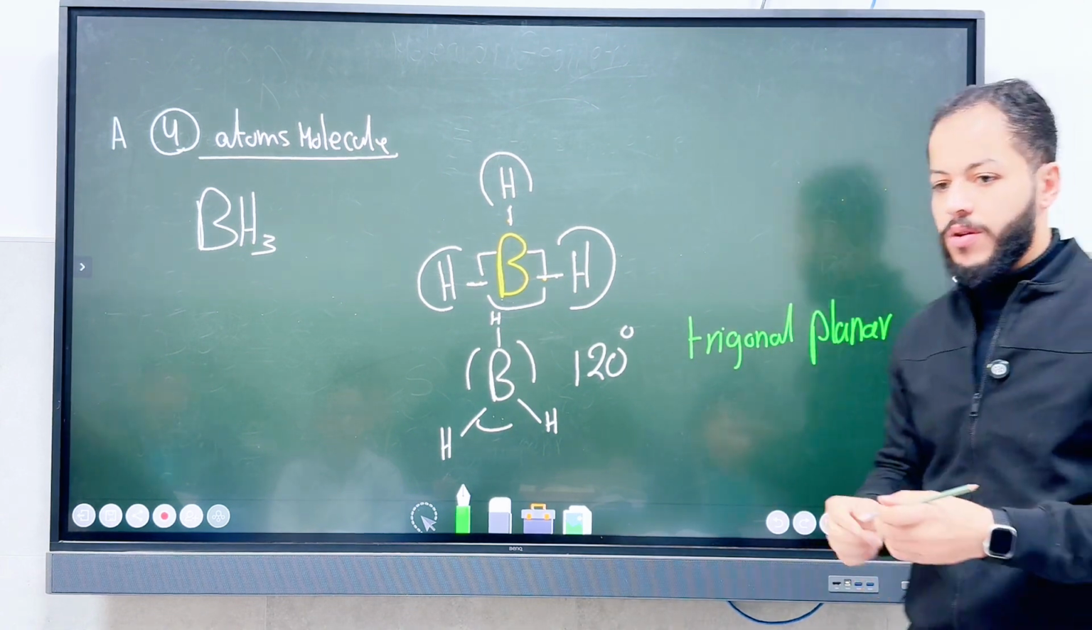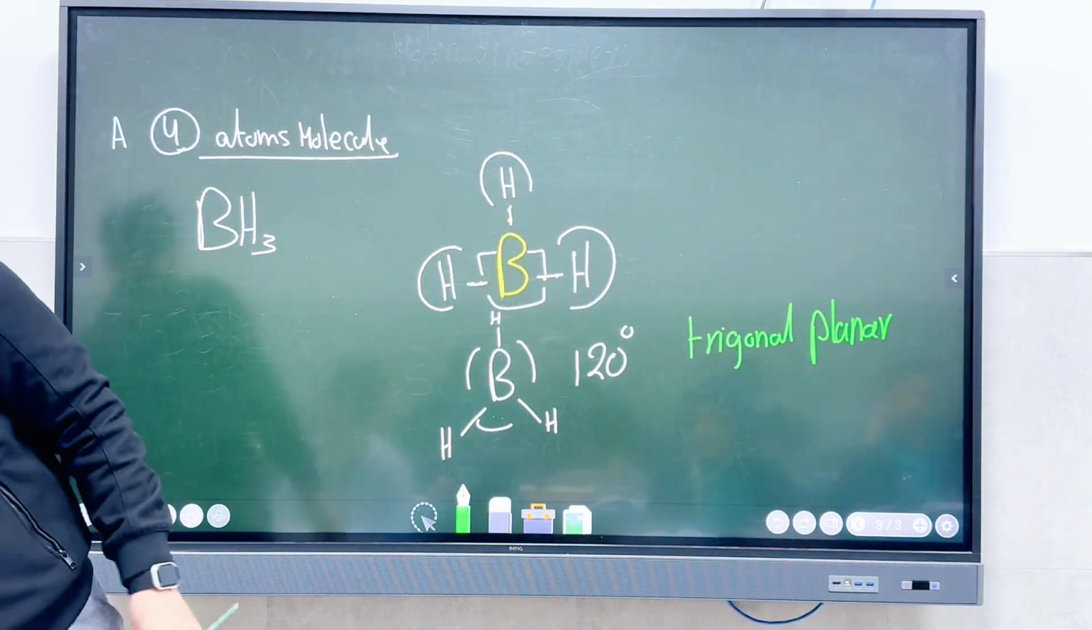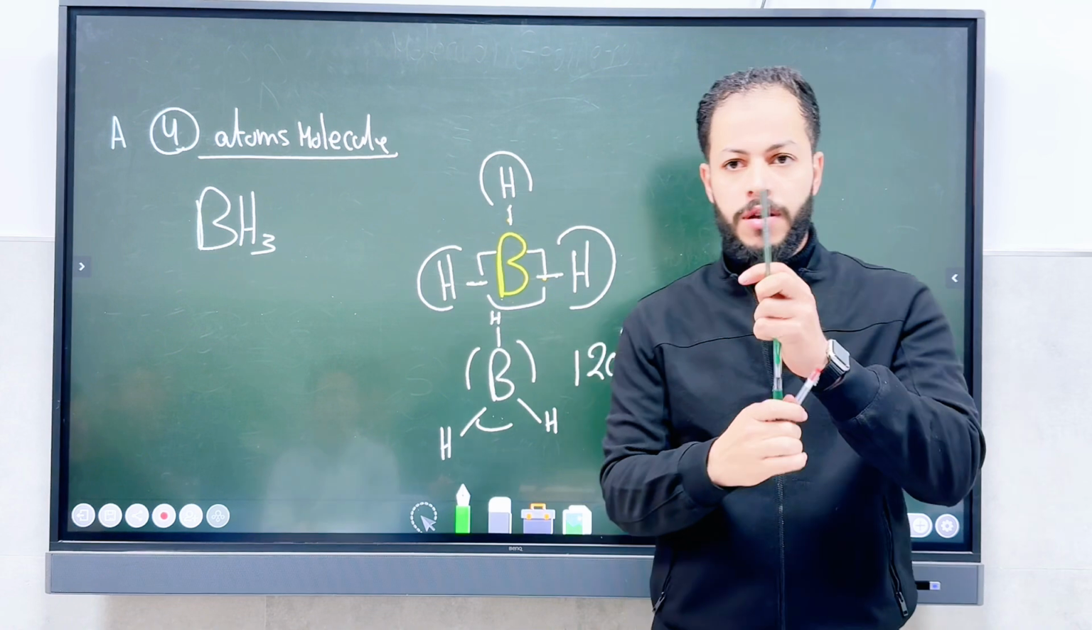Why do we name it this? Because as you see, it's in the direction. Give me the pens again. Okay, here is the hydrogen bond down.